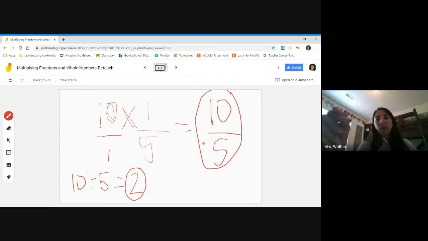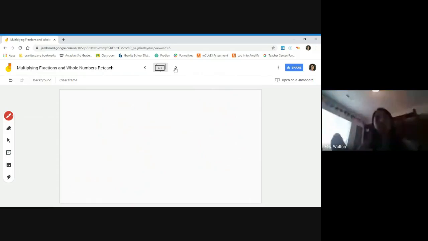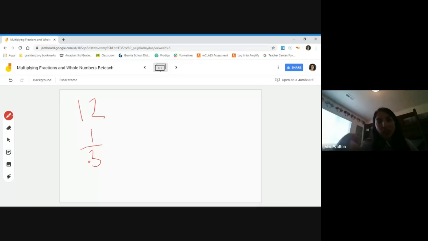Today's level 4 is word problems. Let me think of a word problem real quick. Let's say there's 12 kids and each kid runs 1/3 of a mile. How many miles did they run in all? You'll see I use the word each there, and we know the word each means you need to multiply.